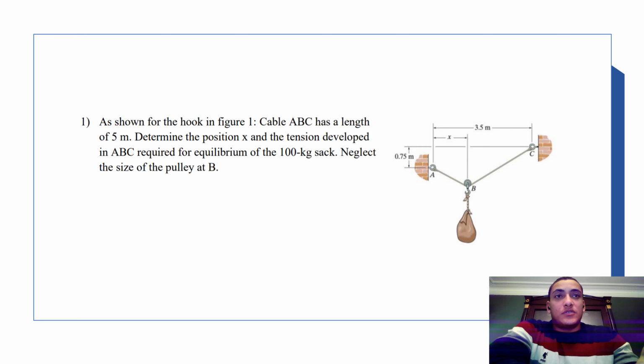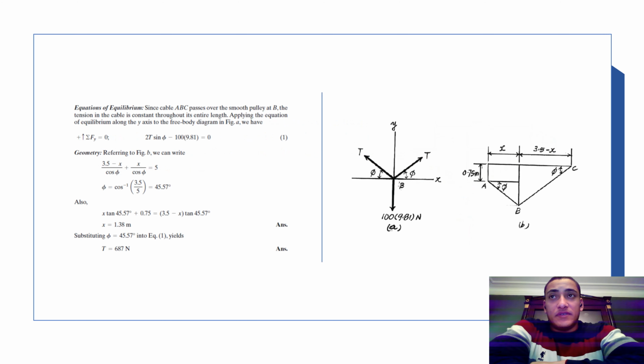So the solution for this problem, as you can see in this next slide. If you take the formula sigma Fy equals 0, we have 2T sine the angle, which is unknown, minus 100 multiplied by 9.81, as I said, which equals 0. Referring to the figure, we can write (3.5 minus x) over cosine theta plus x over cosine theta equals 5. Theta equals the inverse cosine of 3.5 over 5, which equals 45.57 degrees.